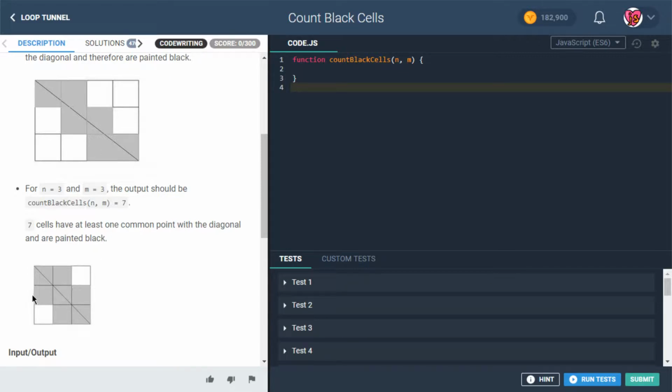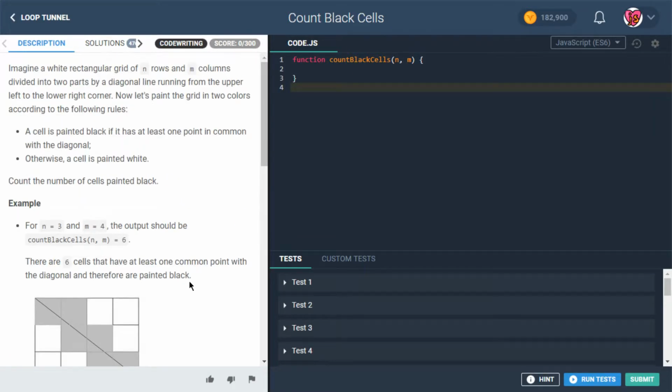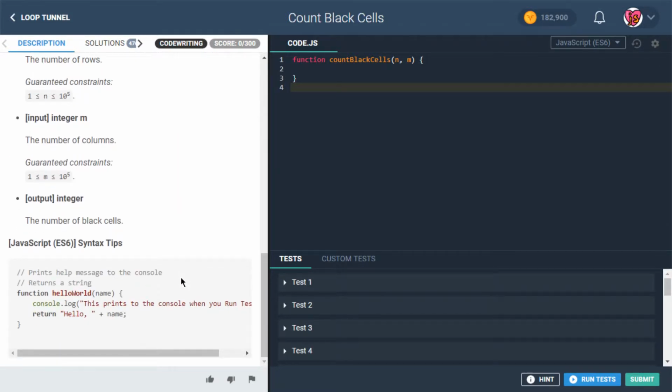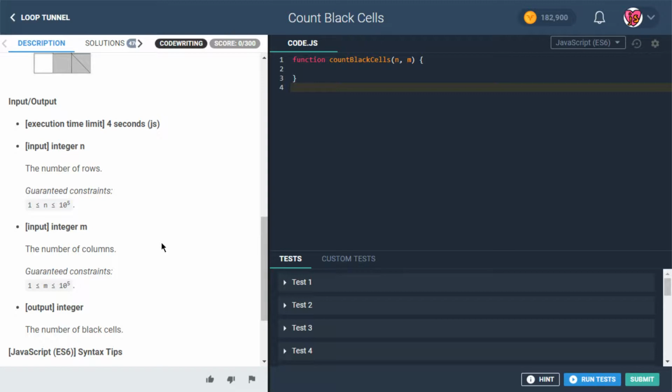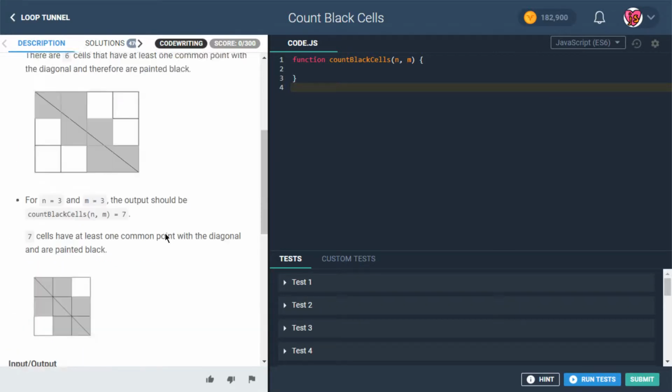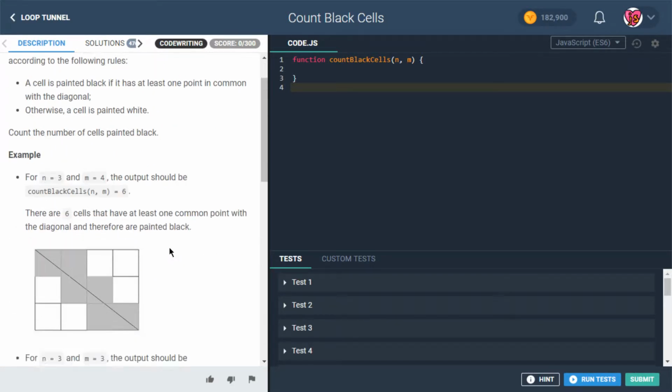Because if they didn't include their border, then it would basically just be the main diagonal. We would just have 3 in this case. So that makes a big difference. That's more than double. Okay, cool. So how are we going to do this? Good question. Something you might notice right off the bat is these can be pretty big. So let's see what we can do.